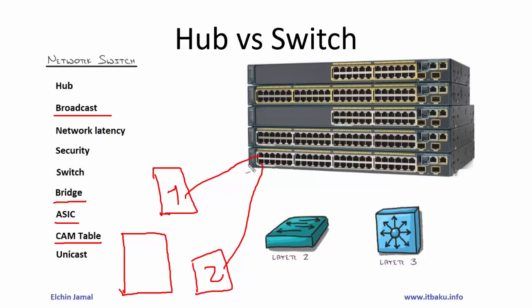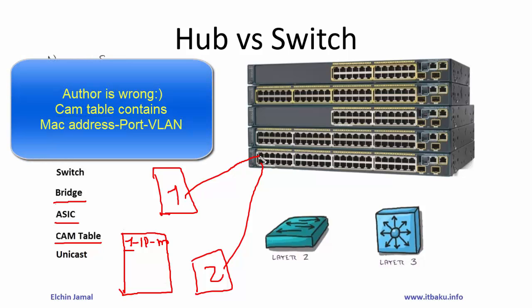As soon as the switch receives the request from computer 1, it puts information about computer 1 into its CAM table. It looks like the port number, port number 1, and the IP address or MAC address of the computer. So a switch puts this information into its CAM table and keeps it for some period of time.